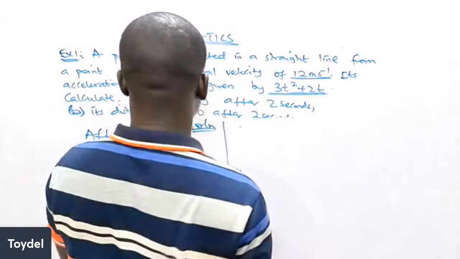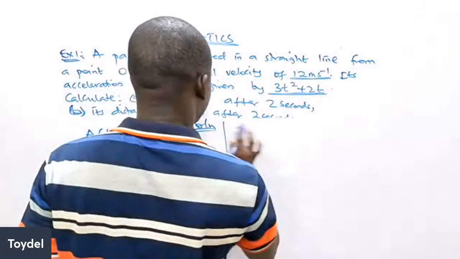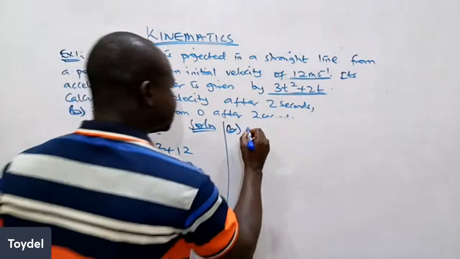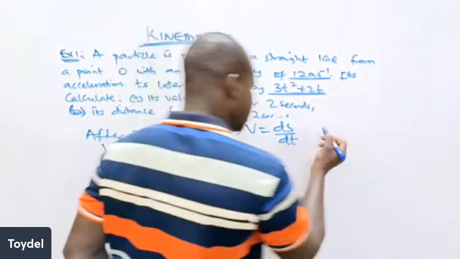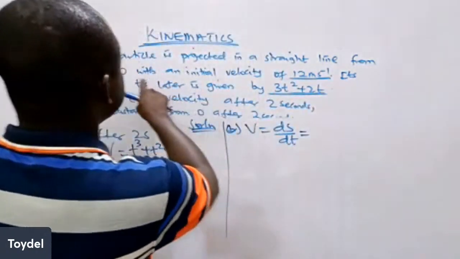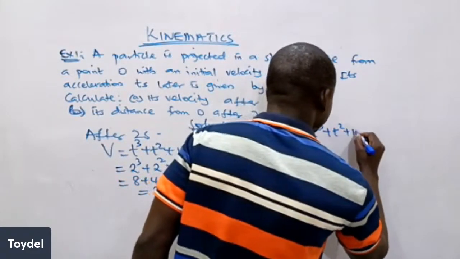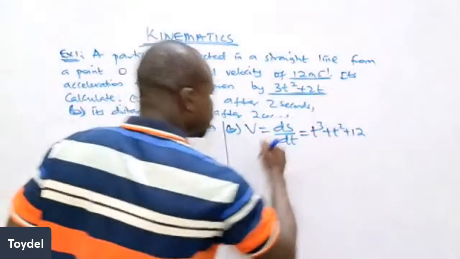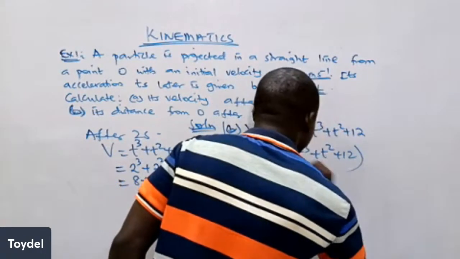Then we go to the B part of the question, where we have to find the distance from 0 after 2 seconds. Of course, we know the velocity now after 2 seconds. So how do we get the distance? What is velocity? Velocity is distance all over time, or displacement all over time. Then when we calculate, we are able to get our velocity to be t cubed plus t squared plus 12. If you cross multiply, ds is equal to t cubed plus t squared plus 12 dt.